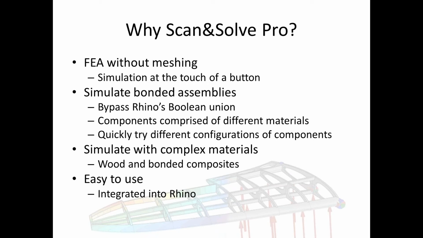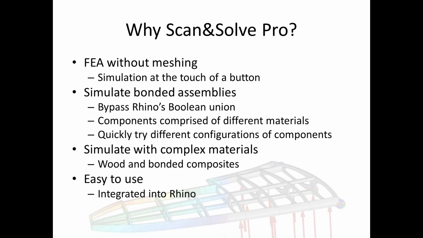With Scan&Solve Pro, we can simulate bonded assemblies. Previously, in order to simulate an assembly of components in Rhino with Scan&Solve 2014, we would have to use the union operator, the Boolean union, to combine a bunch of different components into a single component that had a single material. If you're familiar with Rhino, unions can sometimes be a problem, and that's something we can easily avoid with Scan&Solve Pro.